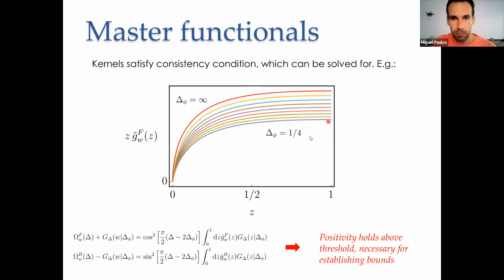So here's an example. There are various solutions depending on values of delta phi, and you can take this delta phi to be whatever you want. So these are not like integers or anything. These are just some random values. And the observation is that these kernels turn out to be positive. And so it means that these inequalities will be positive even away from the double zeros.